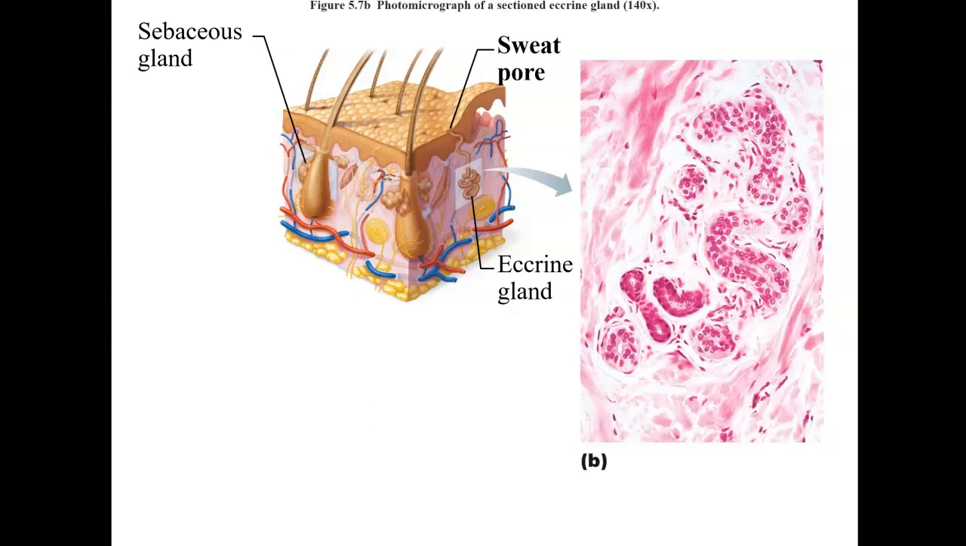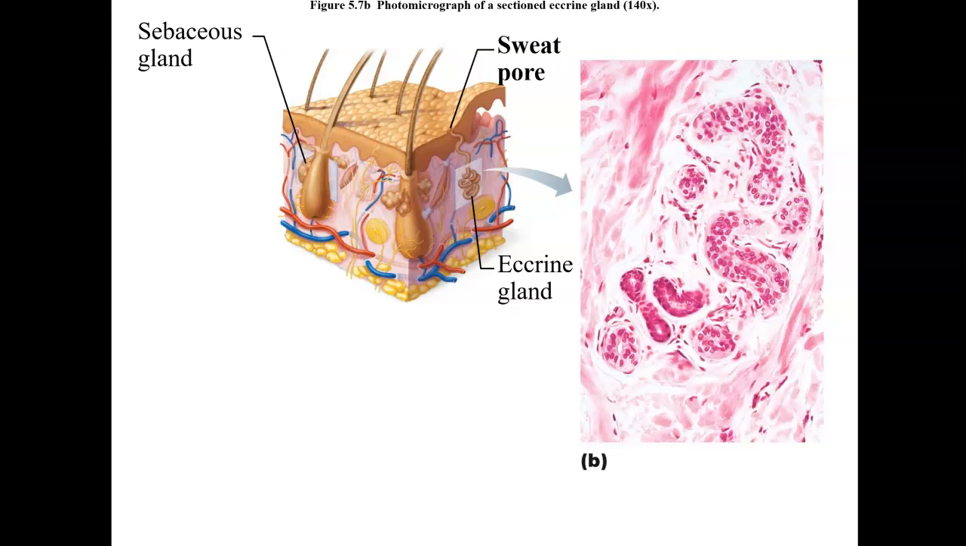And so looking here, you see that sebaceous gland, which is going to be the oil gland. Notice how it's attached to the hair follicle. And then looking at the eccrine sweat gland, it kind of looks like a tubule ball, basically. Notice how it goes up through the dermis, through the epidermis, and exits out through a sweat pore on the top of the skin.